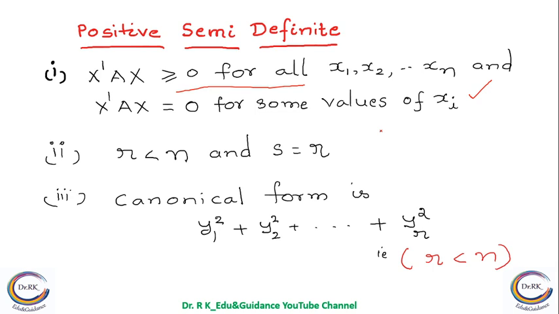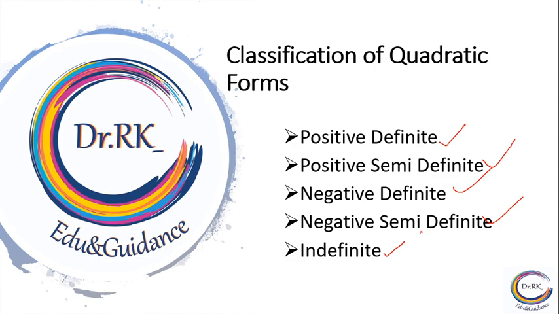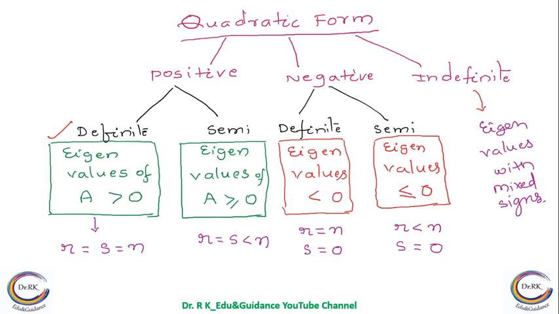And the third condition is r less than n and s equal to r. This is another way, or otherwise, by seeing the canonical form also we can say whether it is positive semi-definite or not. It is y1 square plus y2 square plus so on, yr square. The difference from the previous one, positive definite, where it is y1 square plus so on yn square, is that in this case it is up to yr square, where r is less than n.